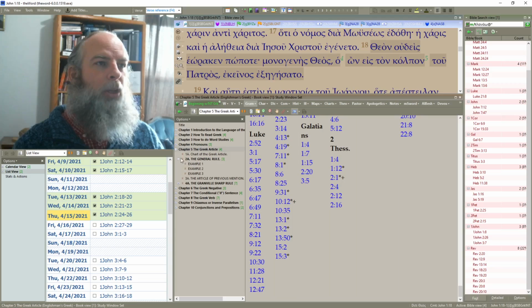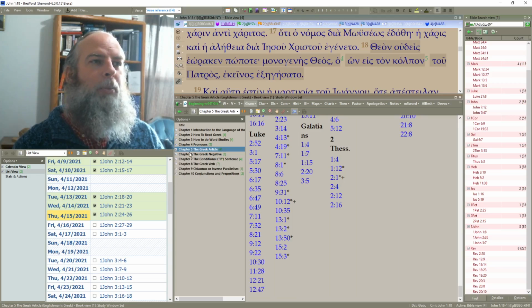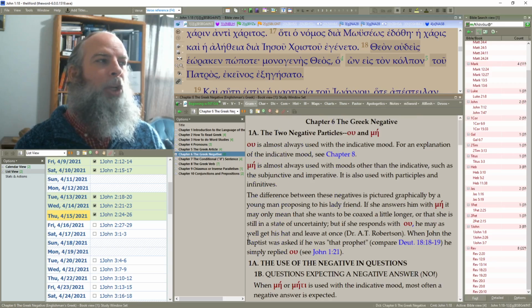And that brings us to the close of chapter 5. Next time, in the Englishman's Greek, we'll be looking at the Greek negative.